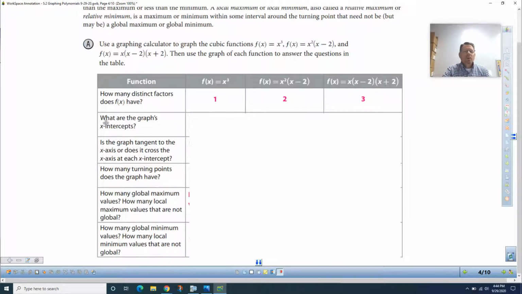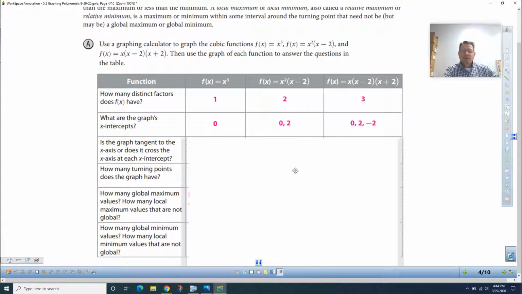Now it says, what are the graph's x-intercepts? Well, another word for x-intercepts is the zeros. So what's that mean? What numbers can I plug in for x to make it equal to 0? What can I plug in for this first function to make it equal to 0? 0. What about these guys? Well, I could plug a 0 in for x squared. That'd make it 0. But what could I do here for this x minus 2? Well, if I put x minus 2 equal to 0 and added 2 to both sides, I would get x equals 2. Yeah, 2 minus 2 is 0. So that would give me 2 zeros.